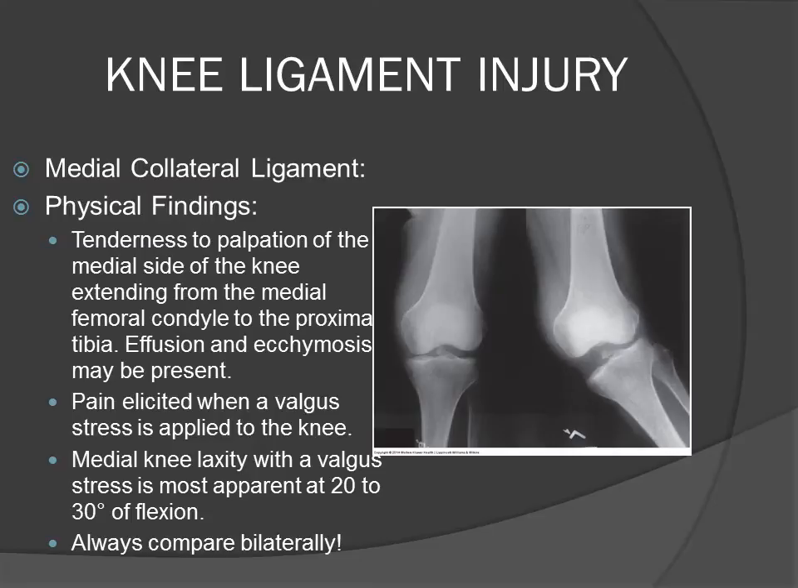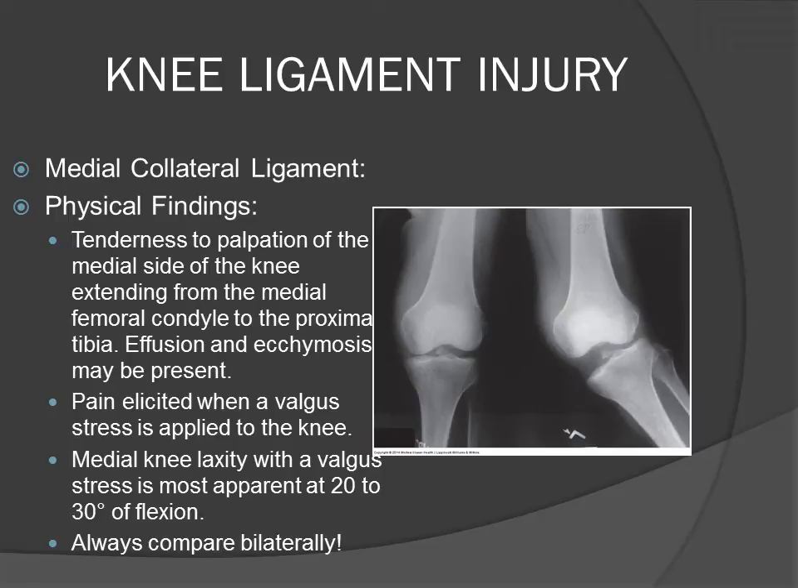It involves the application of a valgus stress to the knee. Now, in physical exam, you're going to find tenderness to palpation of the medial side of the knee, extending from the medial femoral condyle to the proximal tibia, right down in the region of the pes anserine.